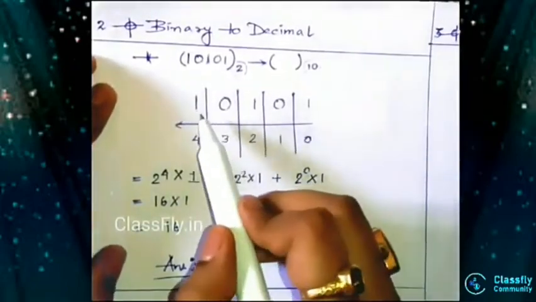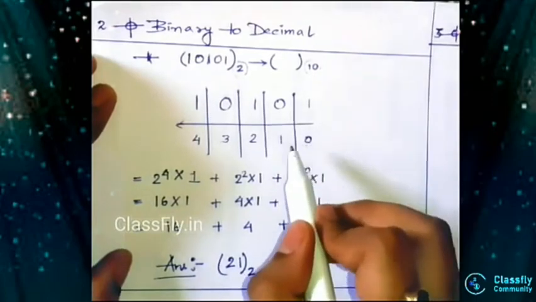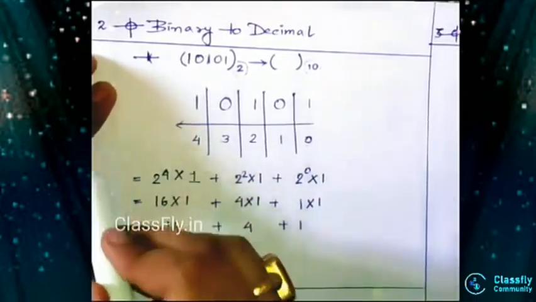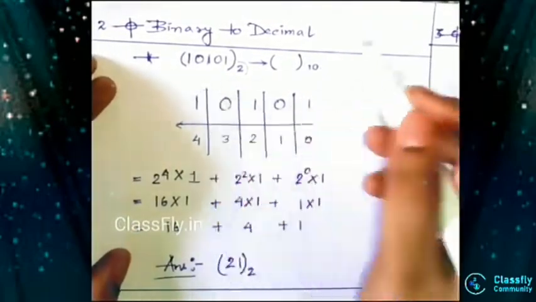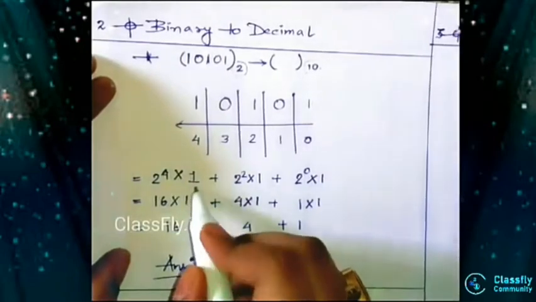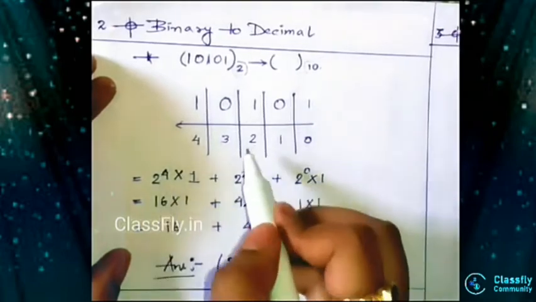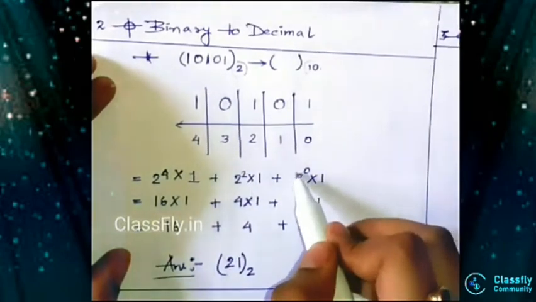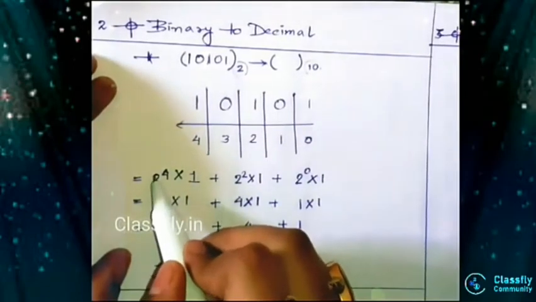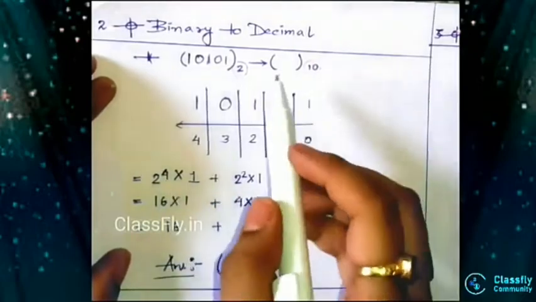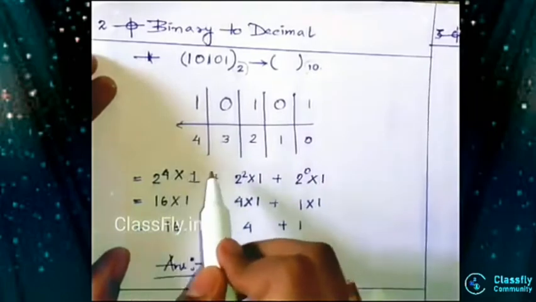Binary here is 1, 0, 1, 0, 1. We will start from 0 and we will write 0, 1, 2, 3, 4, and if it had continued, we would write 5, 6, 7. Wherever there is a 1, we will write 1, 1, 1. And for the positions we wrote, we will write 2 to the power 4, 2 to the power 2, 2 to the power 0. Why 2? Because it's binary, so it's base 2, and we have to convert it using 2 to the power 4 so that we can get a decimal. So we will write 2 to the power 4 into 1.